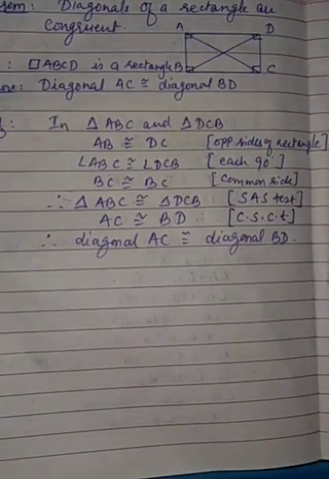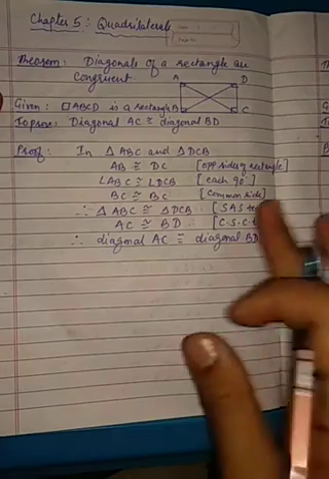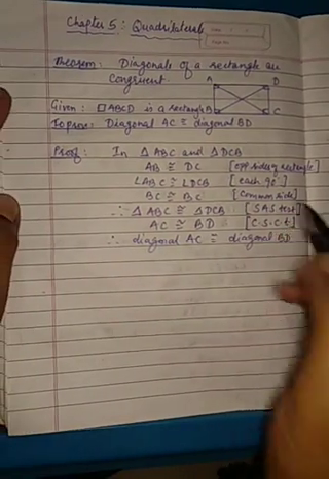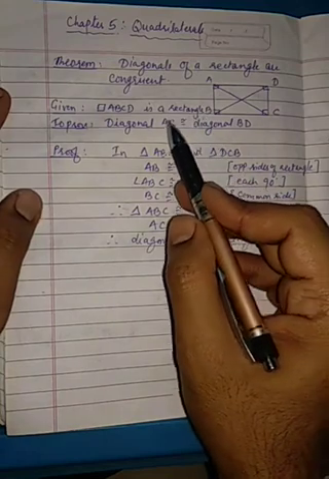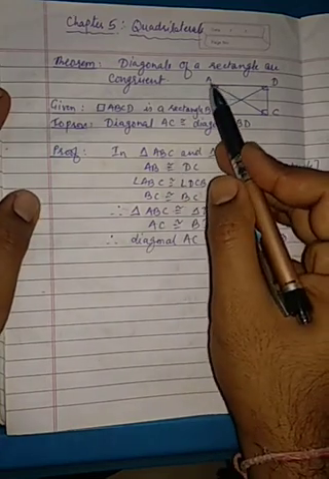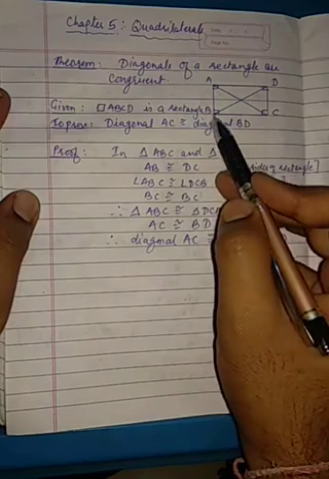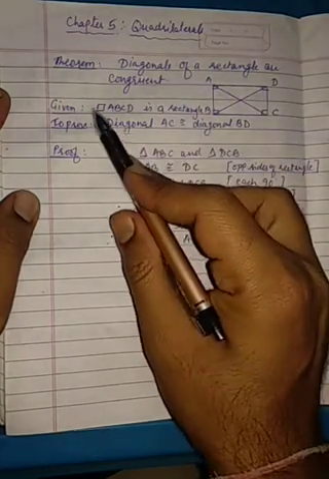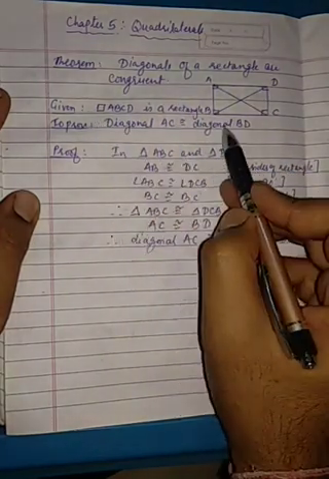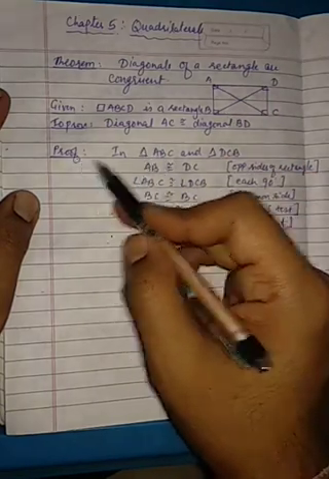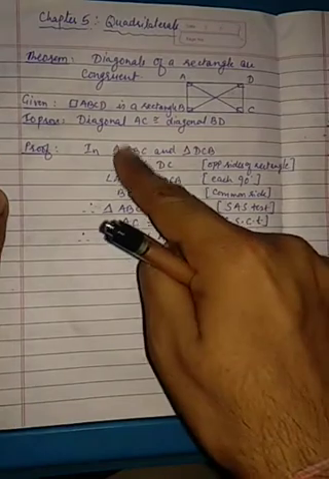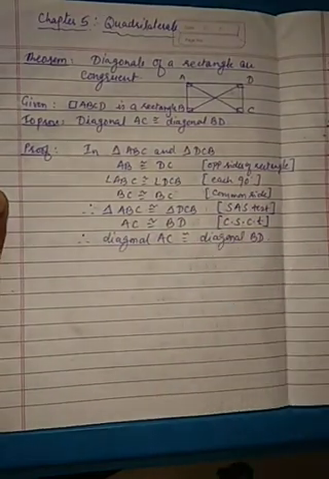Okay, so students, you have to note down this theorem. Whenever you are writing theorem, you have to first draw a figure relevant to the given theorem, then given data to prove, and if required we will write construction, else we will write proof, means statements with reasons.